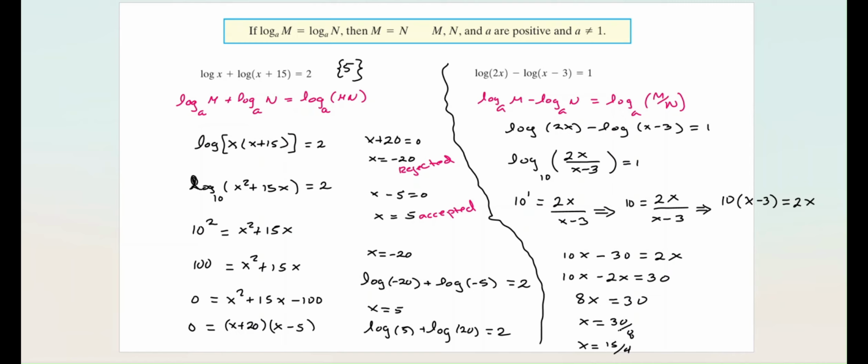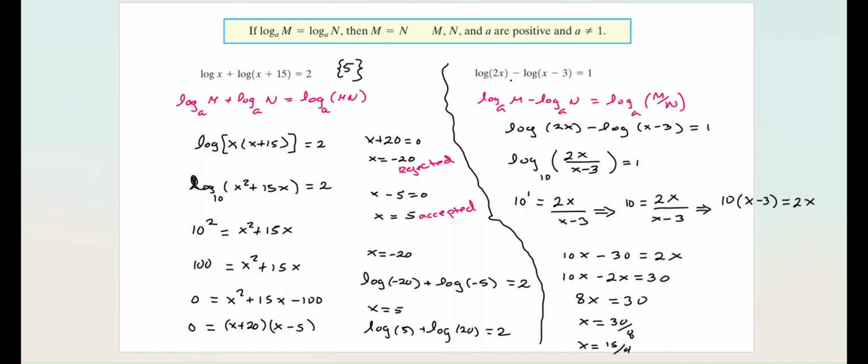So 15 over 4 is a number greater than 3. Okay, so 15 over 40 is 3 over 4, so it's 3.75. So when you substitute the x here by 15 over 4, this number will be positive and this number will be positive, right? So 15 over 4 is not going to undefine the logarithmic expression.